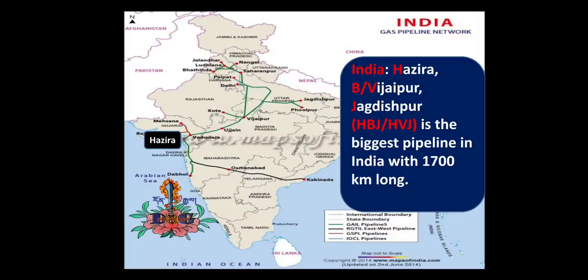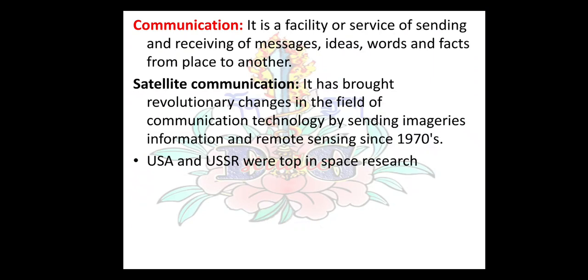Then HBJ, or HVJ, is the pipeline in India. This particular pipeline connects three important cities: Hazira, Vijaypur in Madhya Pradesh, and Jagdishpur in Uttar Pradesh. So this is the most famous pipeline in India: Hazira, Vijaypur, and Jagdishpur.